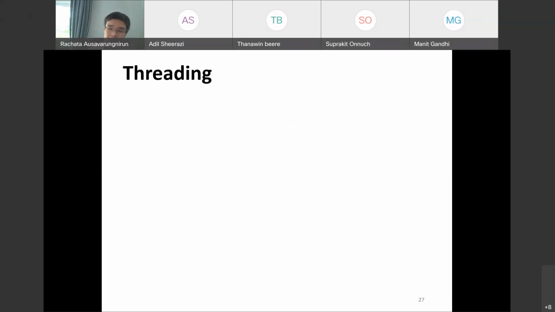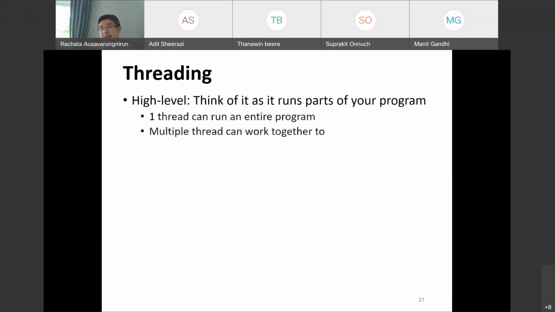And again, the concept of threading, at a higher level, runs parts of your program. One thread can run an entire program. Multiple threads can work together to run a program. One program can consist of one thread. That's fine. That is likely most of the programs you've been coding so far. That's a single-threaded program. But a program can also run with multiple threads, right?